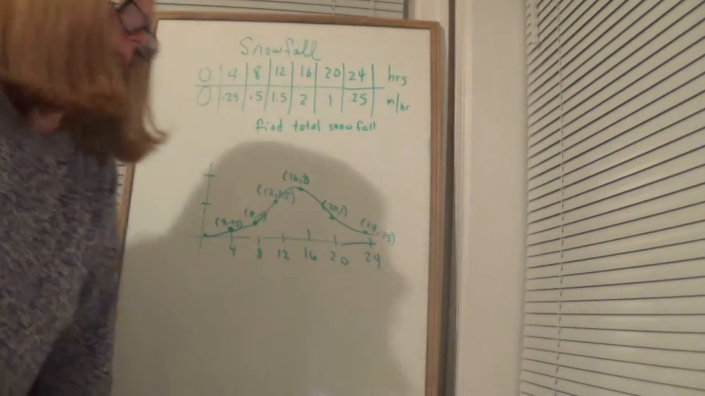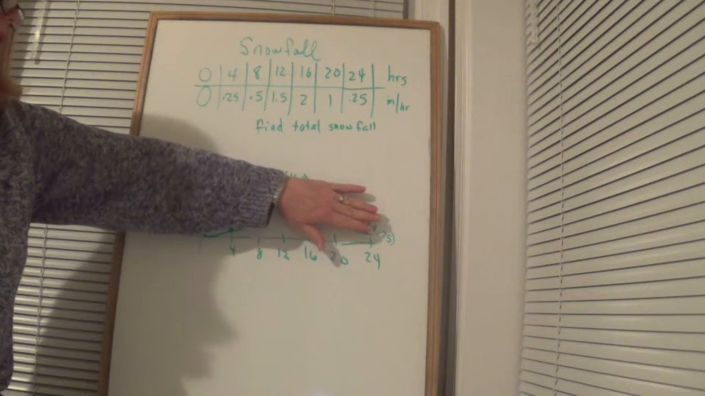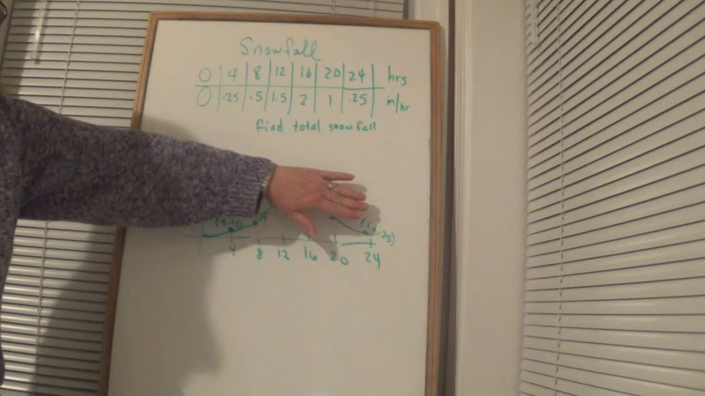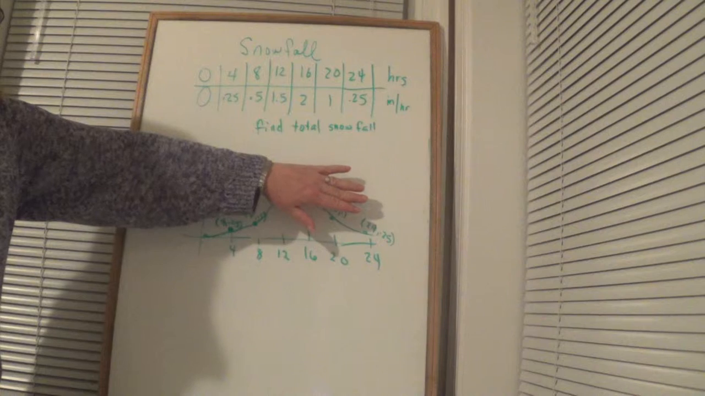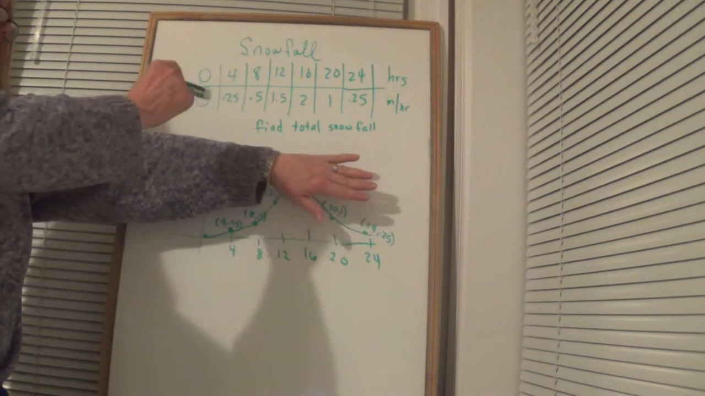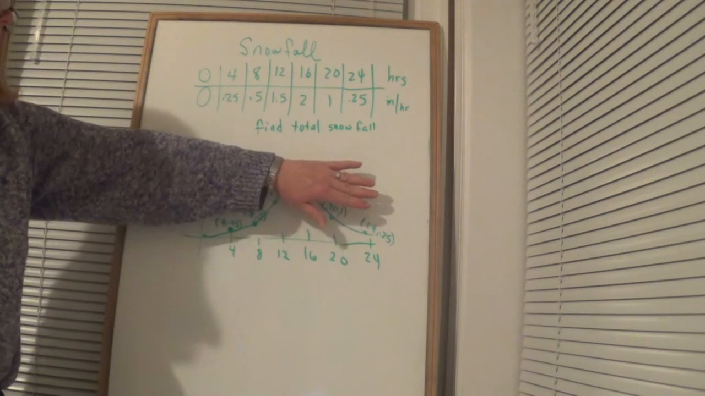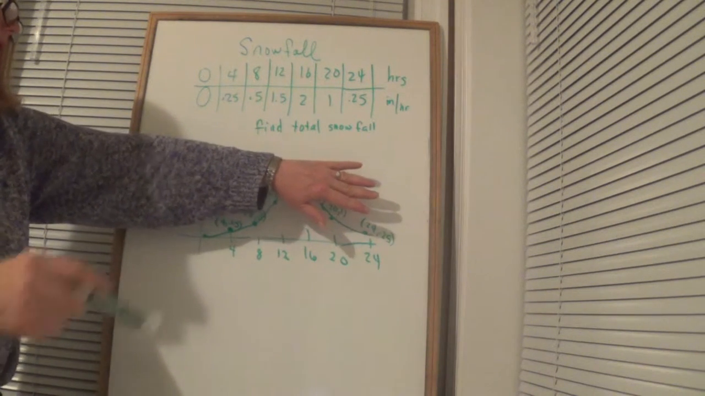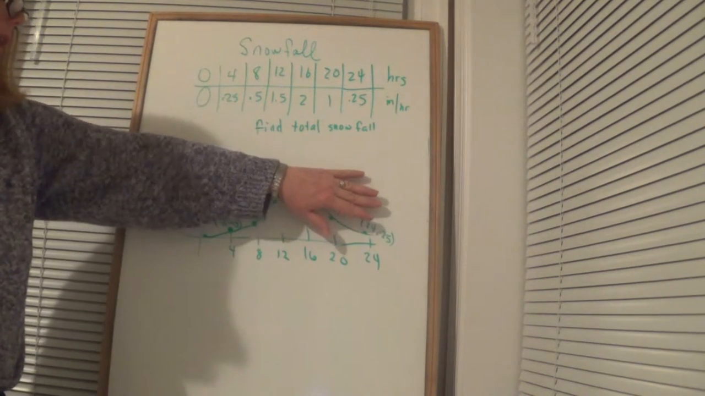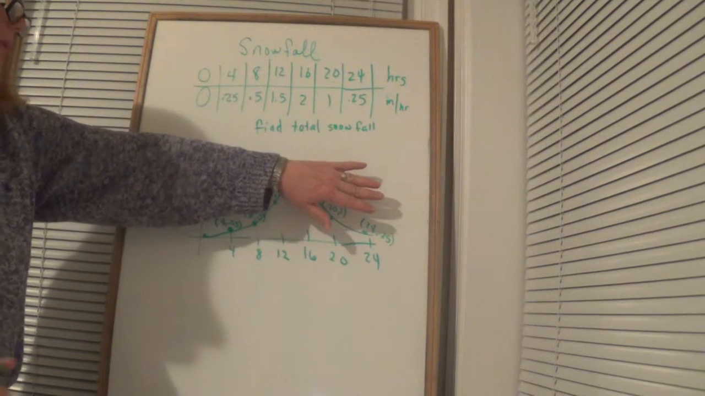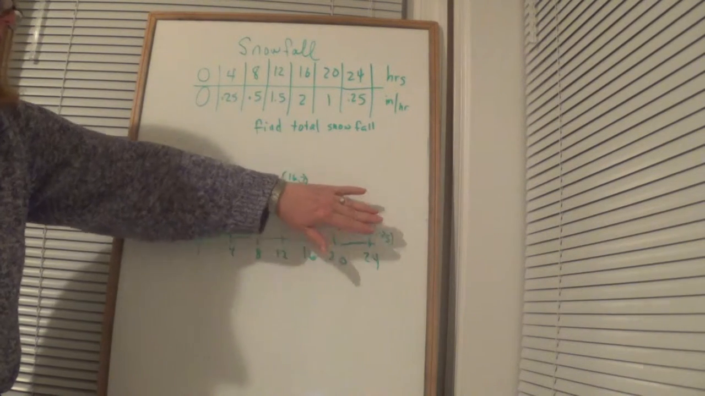Okay, hello again. Here's the problem. Without looking at the graph, we just have this charted information of snowfall. Perhaps we had some snowfall in the evening last night or the early morning. So here we have at 0 hours there was 0 inches per hour, and then at 4 hours it was snowing at this rate, 0.25 inches per hour, and so on. So write down the chart and we'll go ahead and graph it.